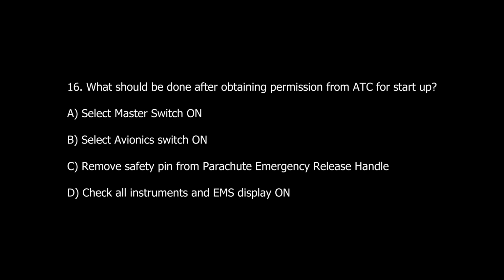Question number 16. What should be done after obtaining permission from ATC for startup? A. Select master switch on. B. Select avionics switch on. C. Remove safety pin from parachute emergency release handle. D. Check all instruments and EMS display on.